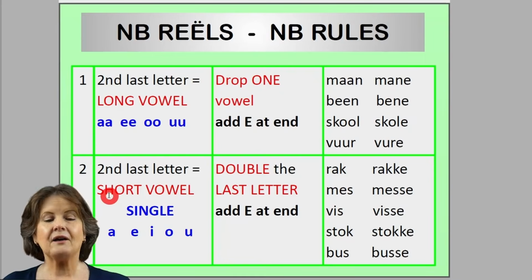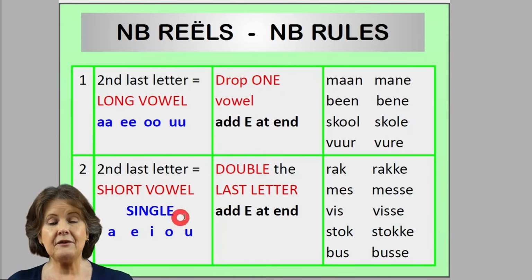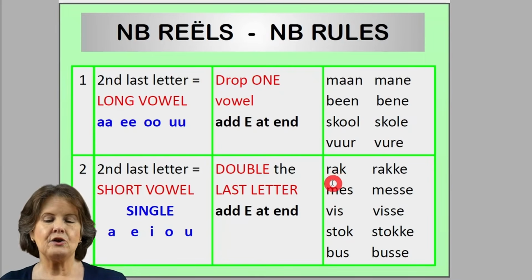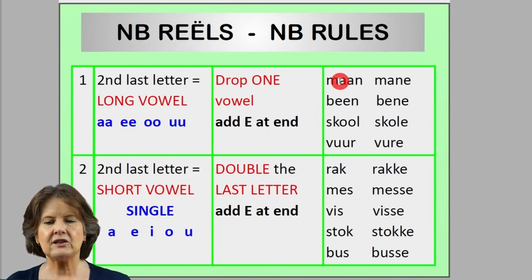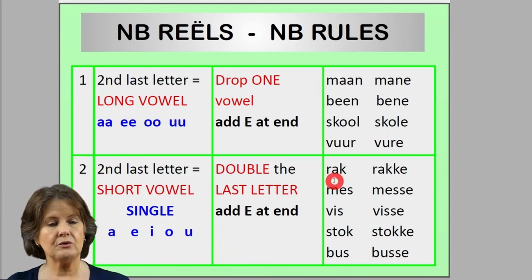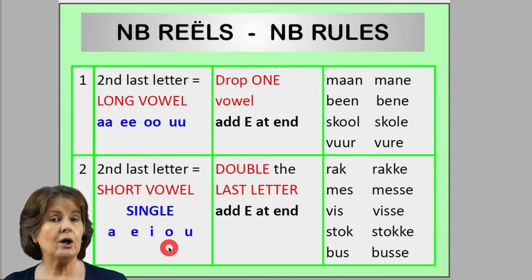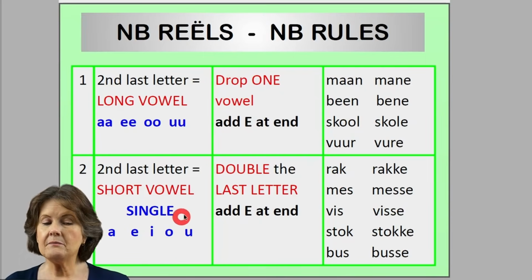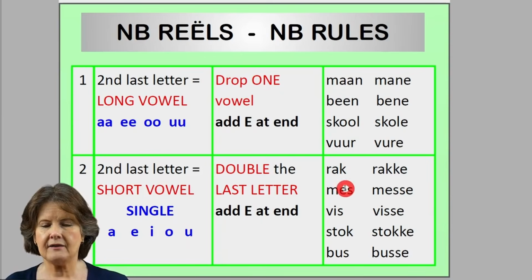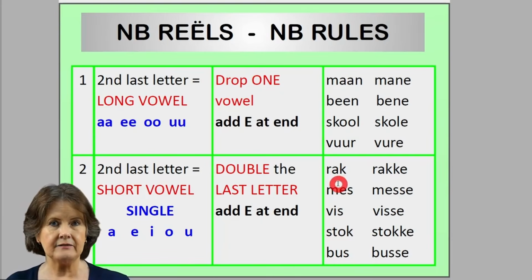Then rule 2, I call it the short vowel rule. If you look at the word rak, you always look at your second last letter. In number 1, the second last letter was a long vowel. Now it is a short vowel. So when your second last letter is a single A, E, I, O or U. What I mean by single is next to that vowel, look at rak, mes, vis, stop, bus. There's no other vowel. It's a single vowel.